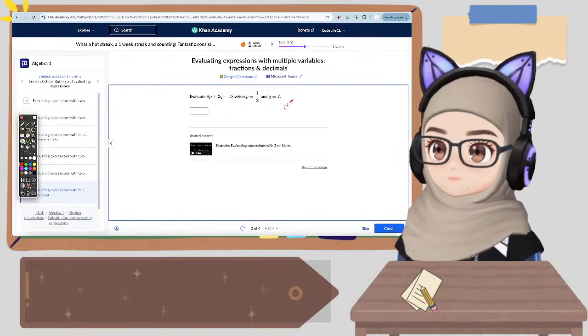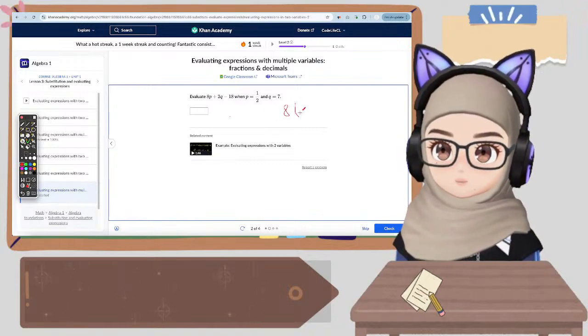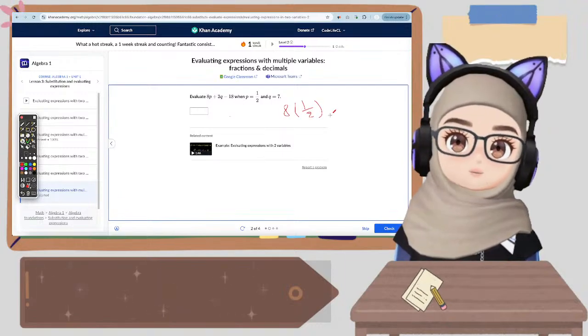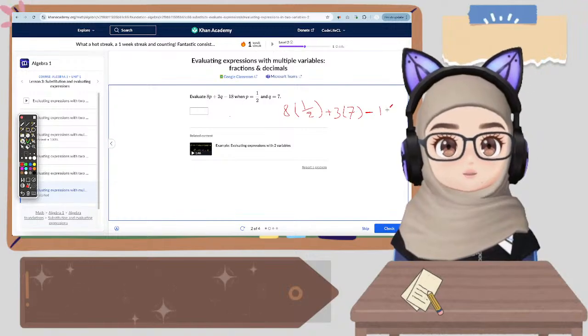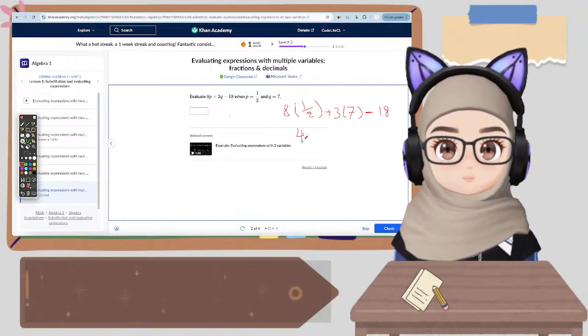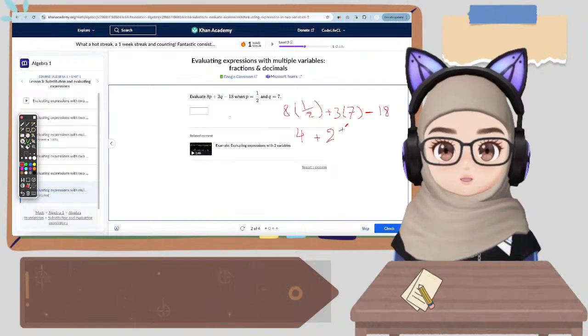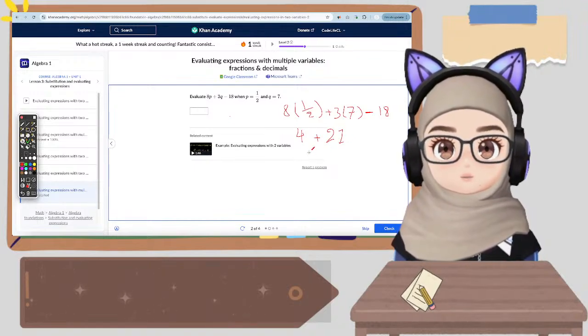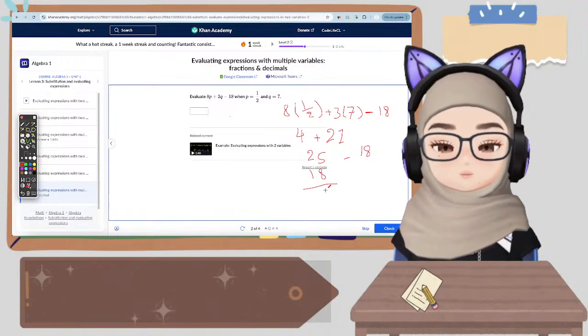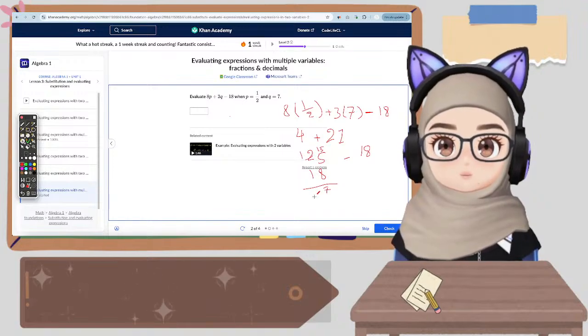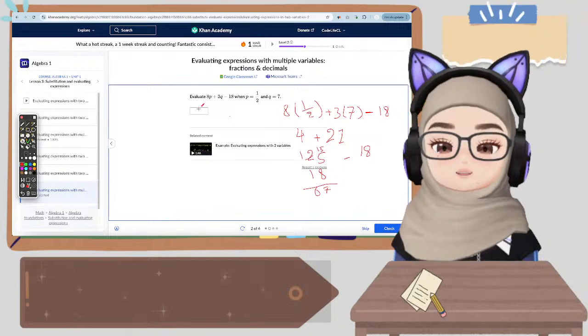8 times p, which is half basically, plus 3q is a 7, and that's a 21, minus 18. So that's a 4, plus 21, that is a 25, and then minus 18. That would be, if I put the 18 here, that would be 15, that would be 7, this is a 1, that's a 0. The answer is 7.